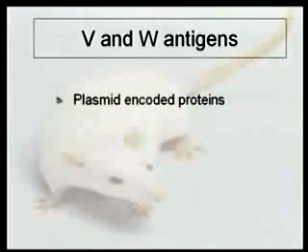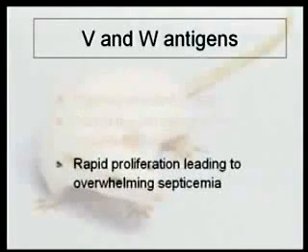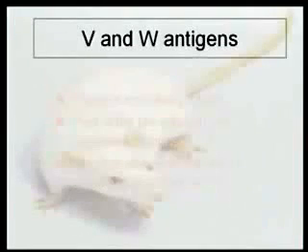VW, plasmid encoded protein, you don't have to memorize that. I'm not going to ask. Part of low calcium regulated response. And it gives the organism's ability to rapidly proliferate and very, very rapid septicemia. As you saw, it progresses within a few days to cause death.